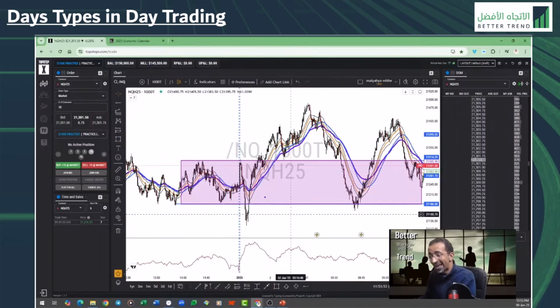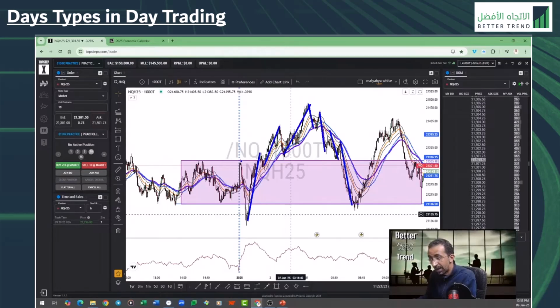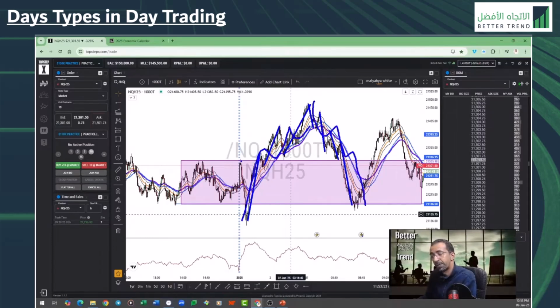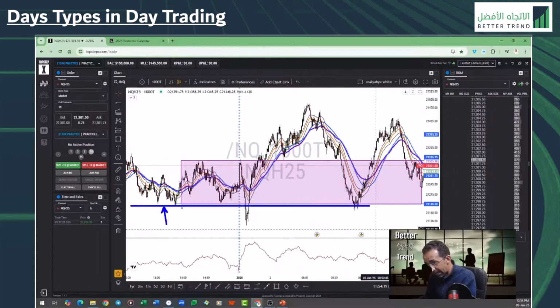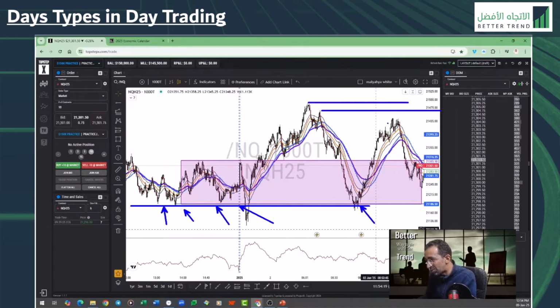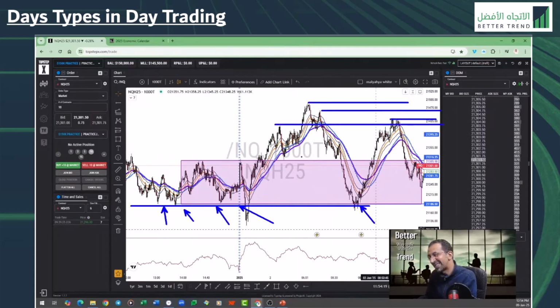Also, because we have a full wave up and a full wave down, we can call this what? A multi-direction day. We have a direction up and we have a direction down. Also, do we have a double? We have a double bottom. Yeah, clearly. I cannot easily see double tops. It's difficult.